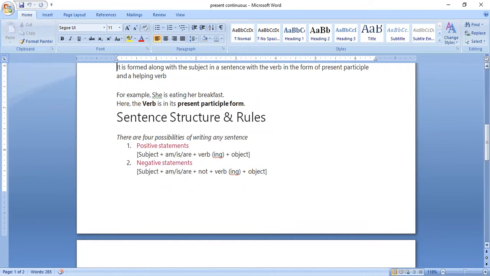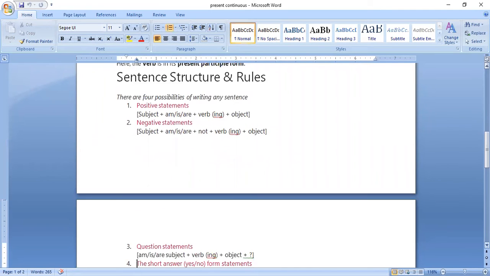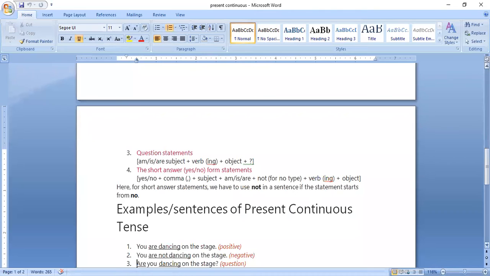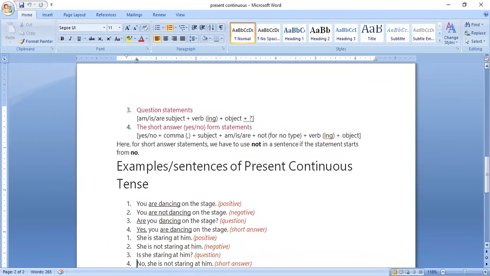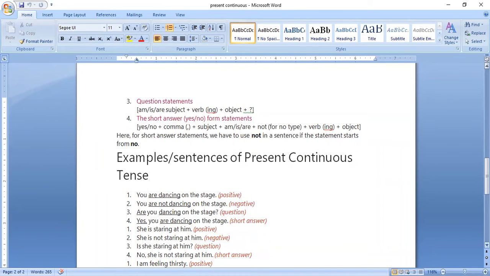For example, she is eating her breakfast. Here, the verb is in its present participle form. Now, the sentence structure you see here: positive statements, which I have already given. Next one is negative statements, by just adding not with it. Then let us see the question statements. Is, am, are plus subject plus verb plus ing plus object, question mark.